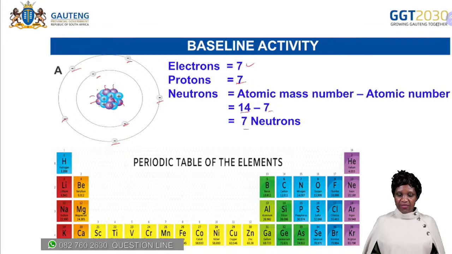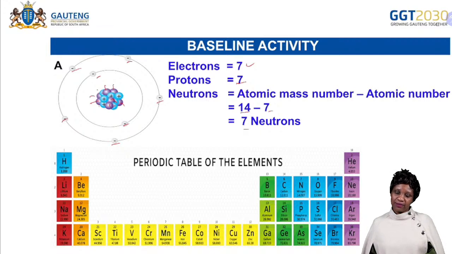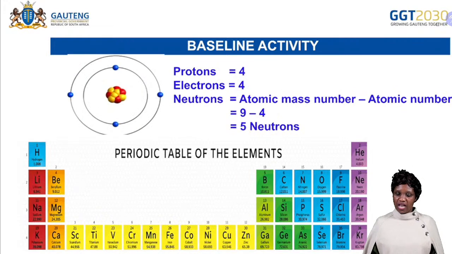Okay? And then we've got a periodic table of elements here. This periodic table of elements will show you elements that you are supposed to check or you're supposed to know. Remember, you need to memorize the first 20 elements. We've got the elements that are on the periodic table of elements.